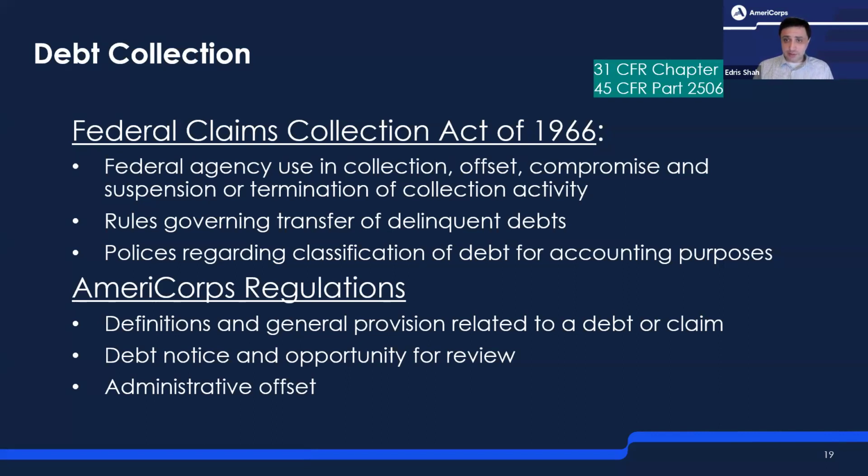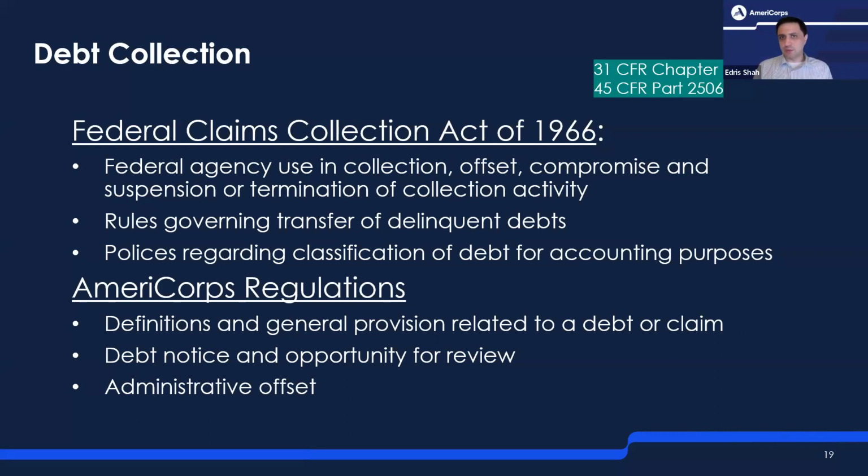And we have our own regulations. I have included the reference there, Title 45 of the CFR, Part 2506, that provides specifics about our debt collection program, starting by defining concepts and providing general provisions related to a debt or a claim. Debt or claim, interchangeable, both same. And it talks about, for example, the procedures that we use about what the debt notice should entail, and the opportunity for review, because the debtor has certain due process rights, and so it provides the specifics about the due process rights of the debtor. And then lastly, the administrative offset.